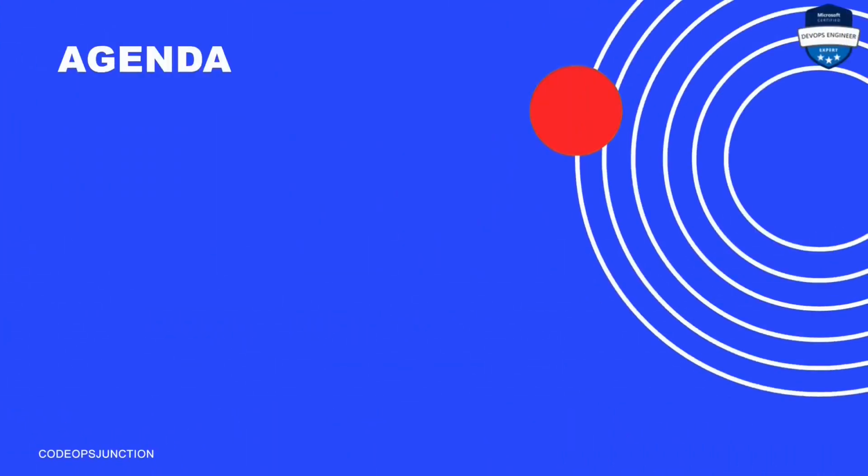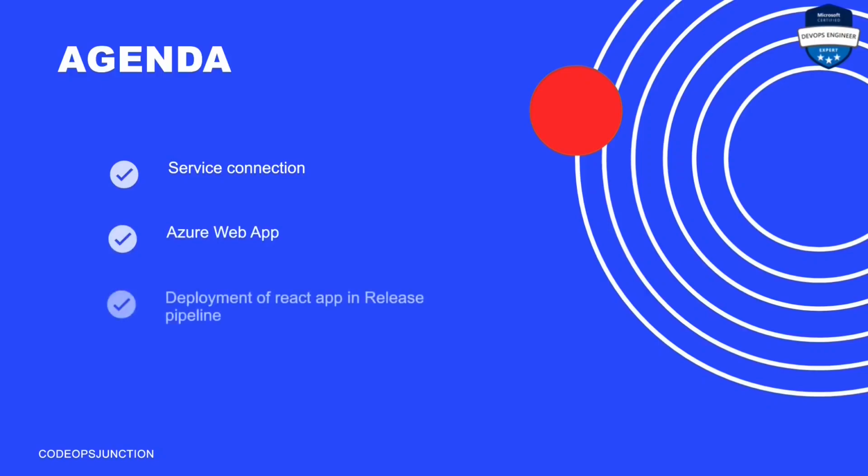First we will see today's agenda. We will see what is service connection. Then we will see Azure Web Apps. At last, we will see deployment of React application in release pipelines.